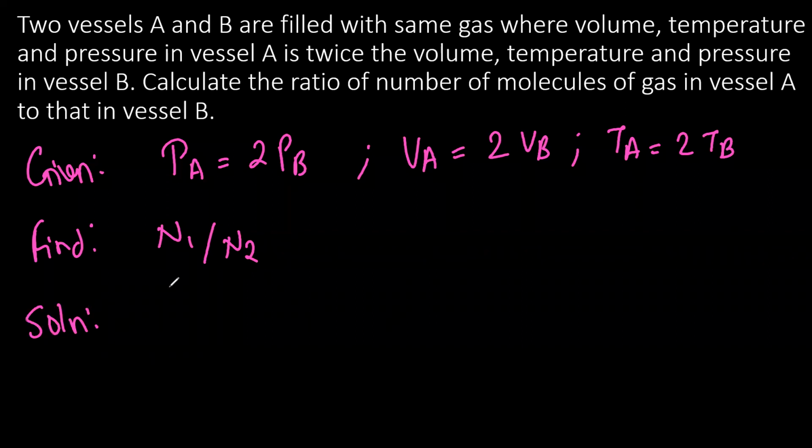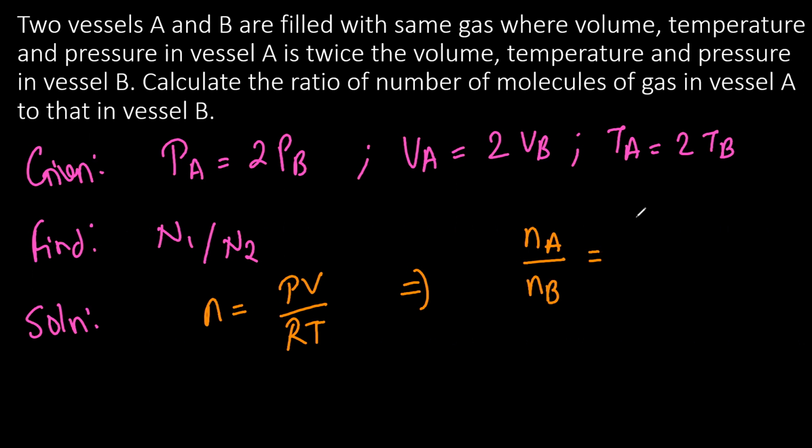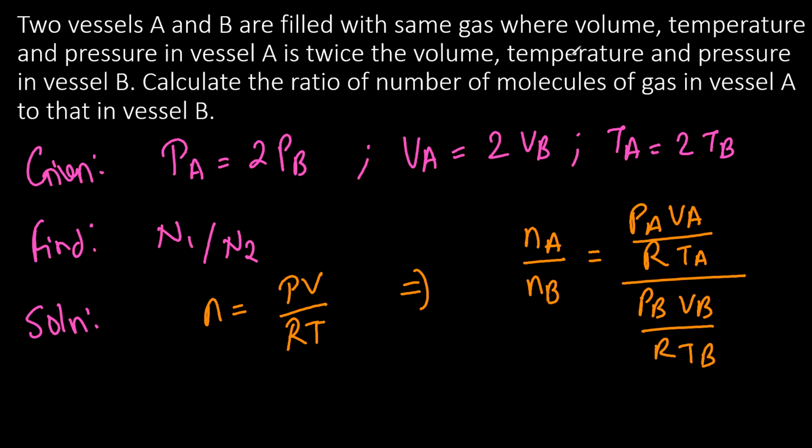The solution for that: what is the formula? Number of moles is equal to PV upon RT, where R is the gas constant, which is a constant for everybody. So if you take the ratio, what will happen? It will become na upon nb, which is PaVa divided by R Ta, divided by PbVb divided by R Tb. So if you simplify very carefully, na upon nb is equal to Pa upon Pb into Va upon Vb into Tb upon Ta.